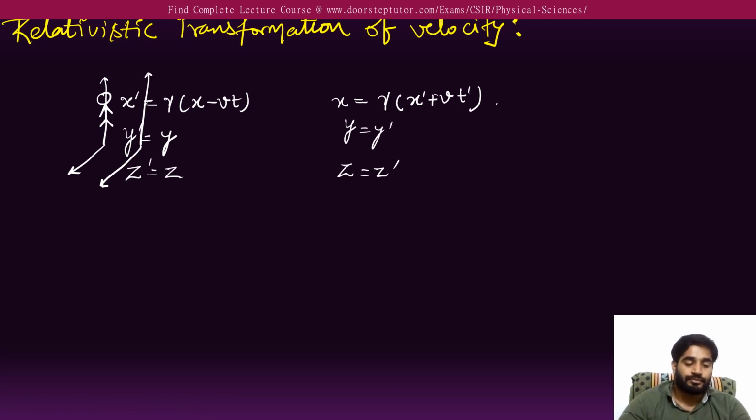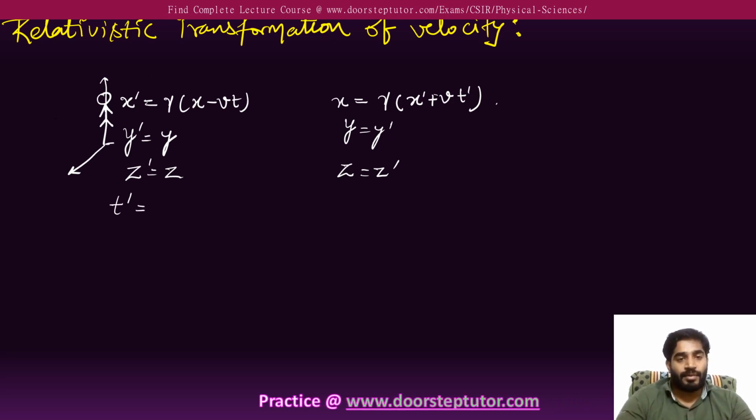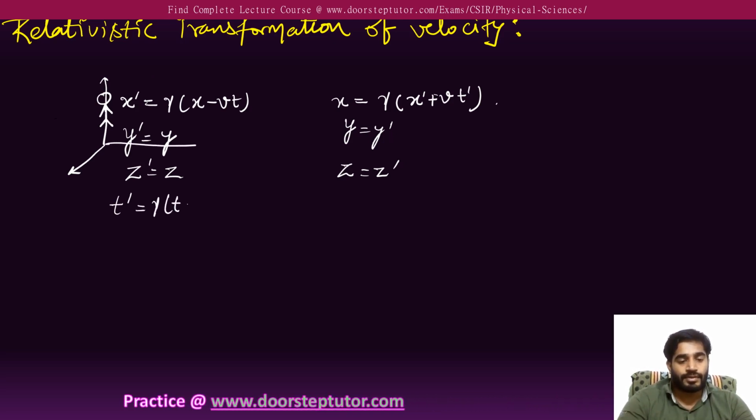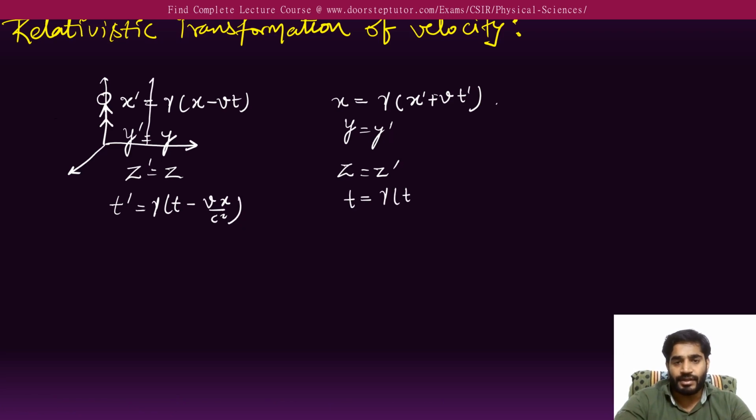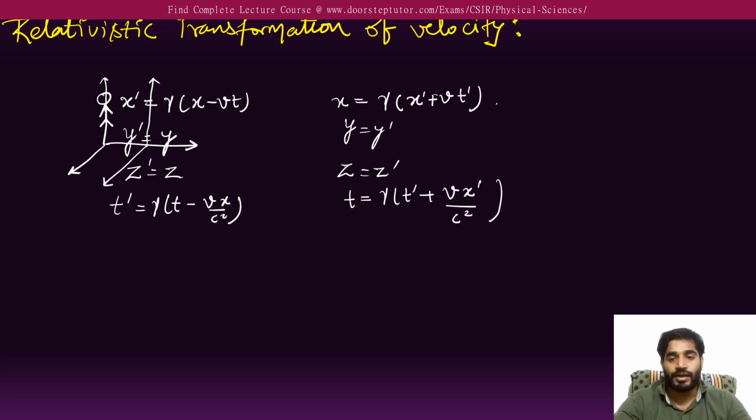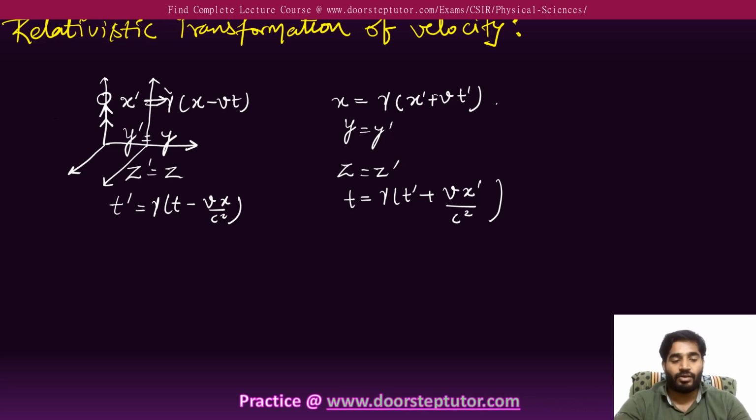Now for t dash, it is gamma times (t minus vx over c squared), and t equals gamma times (t dash plus v x dash over c squared). These are the transformations that we have already learned, and these are the Lorentz transformations.